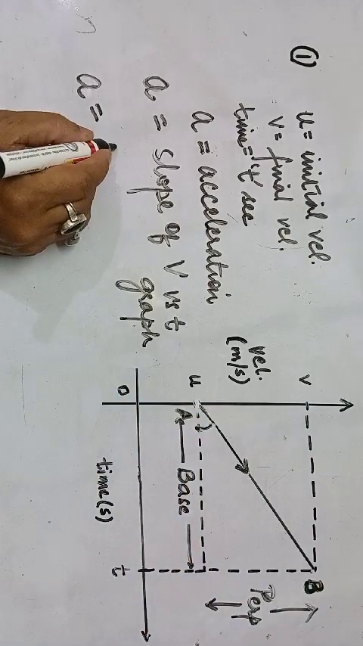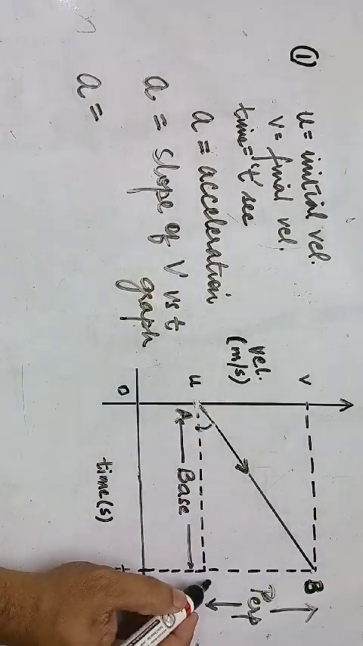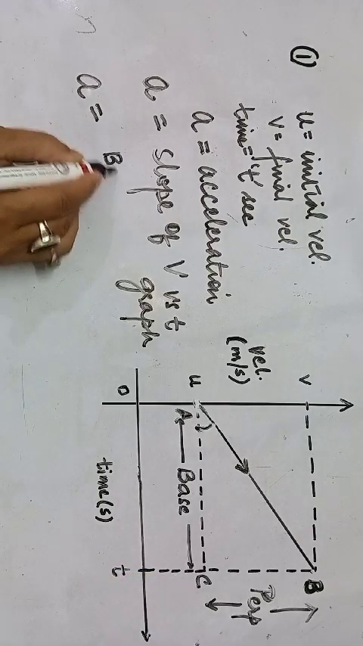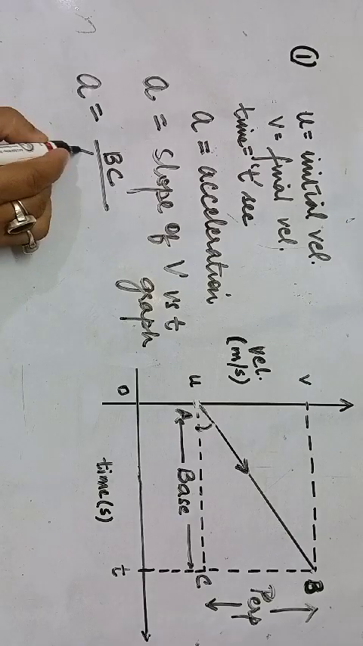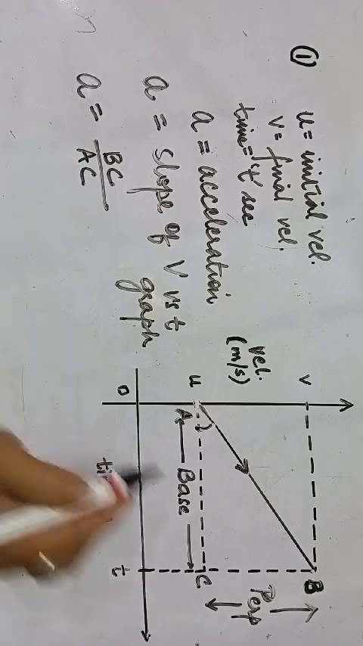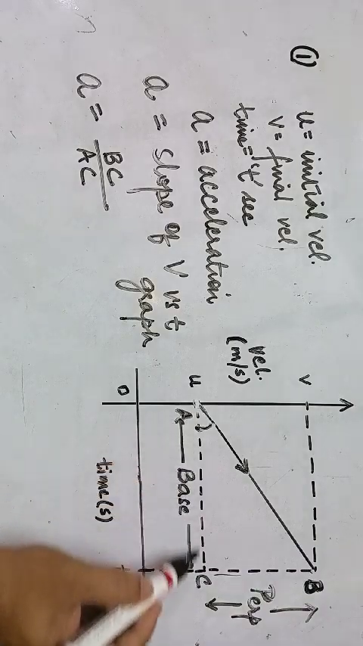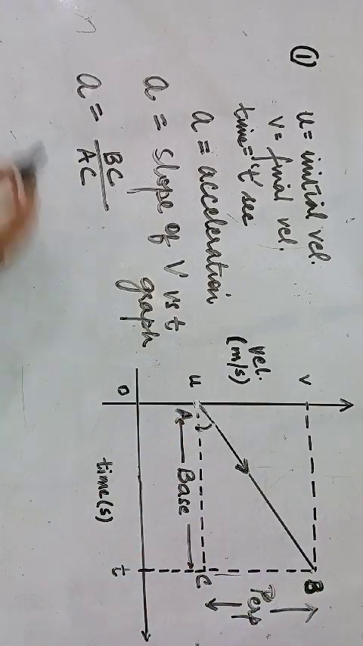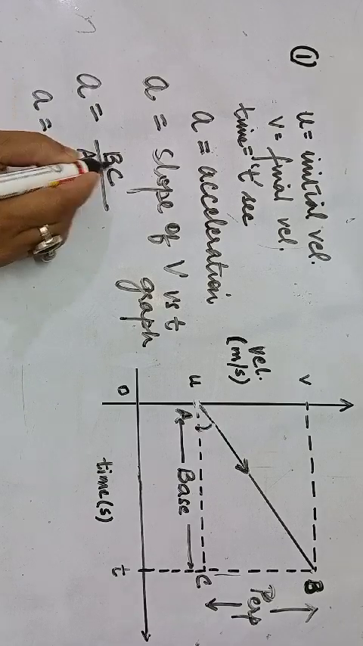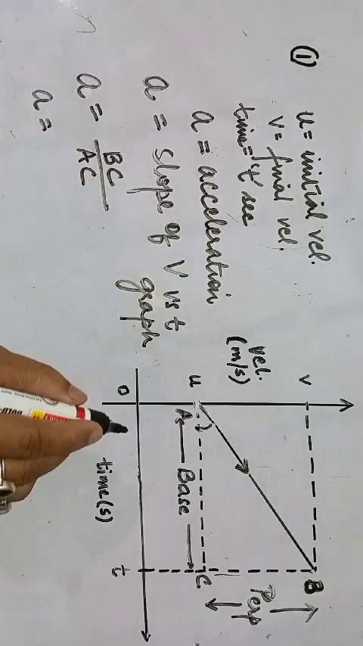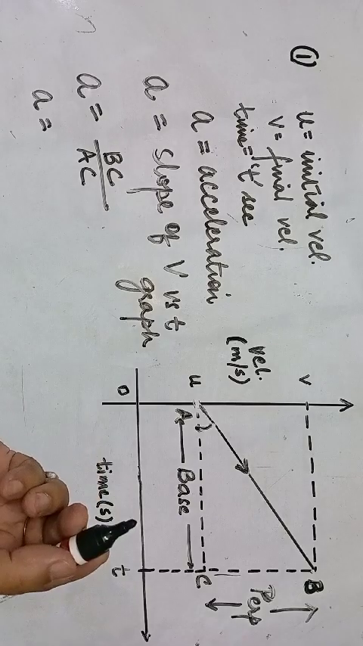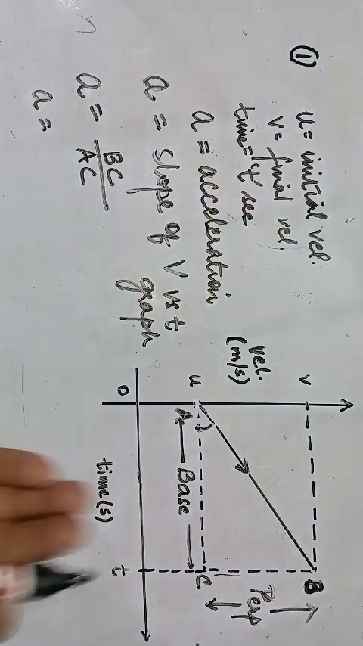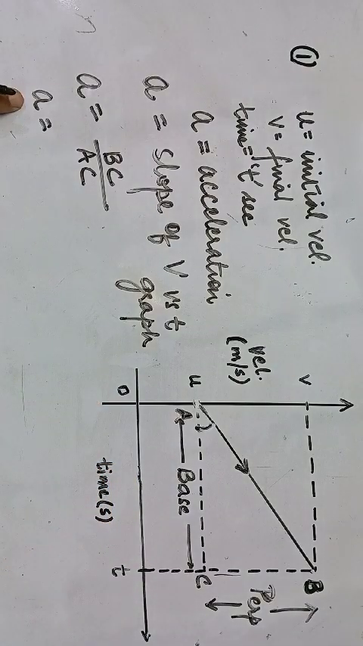So let's mark this point as C, for instance. My slope will become BC upon AC. See children, this is the perpendicular and this is the base. So this is my BC, this is my AC. Now I am simply going to express this same BC and AC in terms of what we need. Now what do we need? We need an equation which has a in it, which has u in it, which has v and t in it. As of now I have got a only.